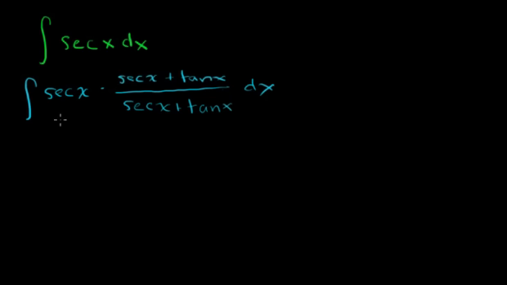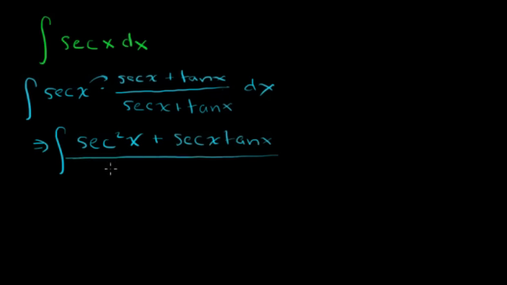So now we can push this even further. That's the same thing as the integral, I'm just distributing into the top. You're going to get secant squared of x plus secant x tangent x divided by secant x plus tangent x dx. Now what we can do is use substitution. You can see it right here: we have tangent and its derivative, secant squared of x, and then we have secant x and its derivative, secant x tangent x.